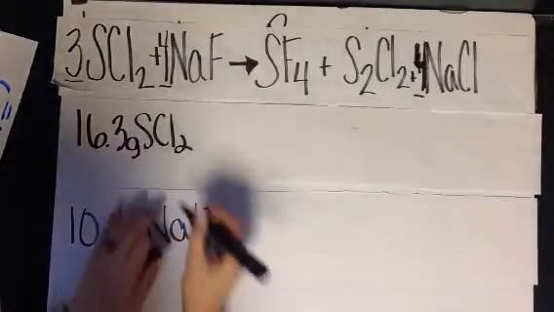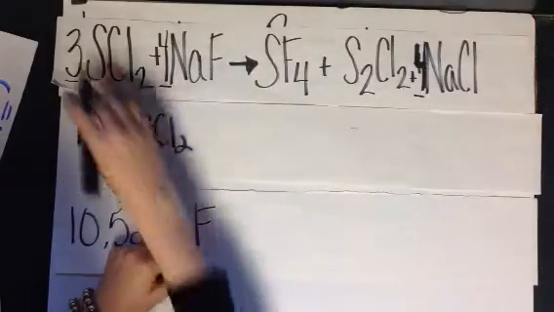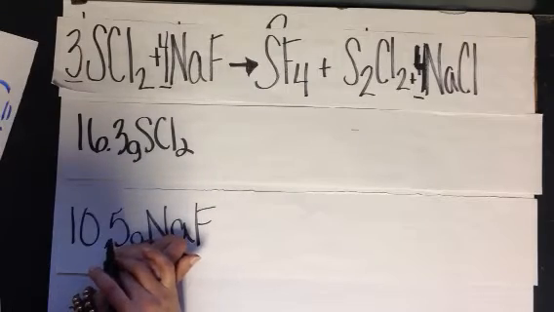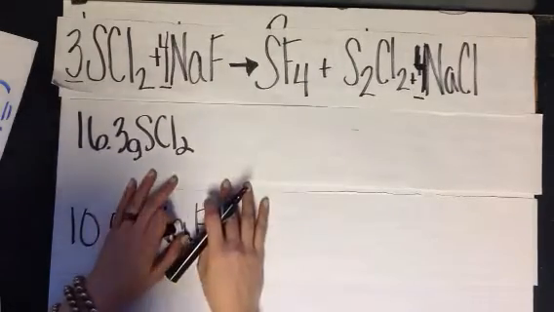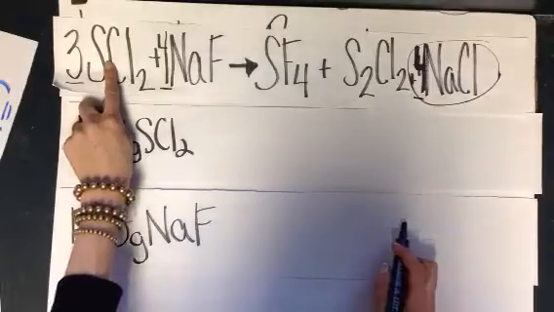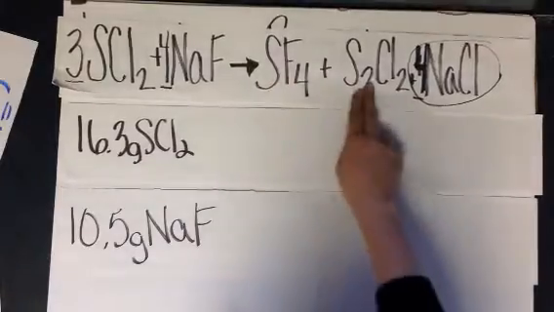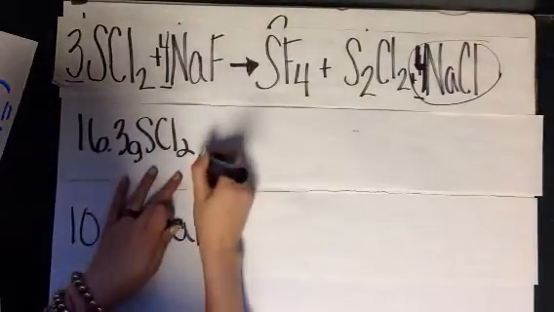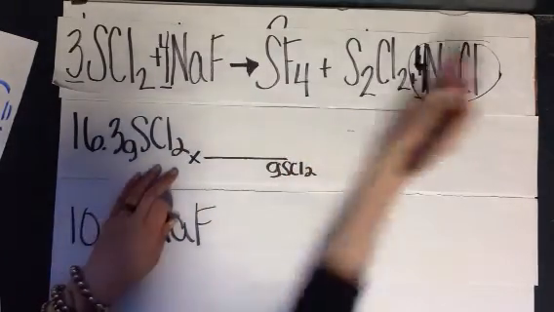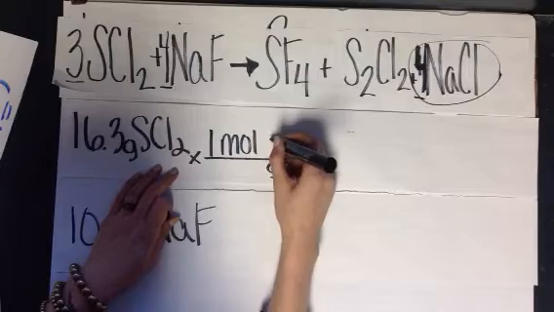Okay, so what you're going to want to do is convert my grams into a quantity of my product. So I have to pick any product. It doesn't matter which product you picked. Any product, okay? So I'm going to look and see how much of, let's go with this NaCl, does the SCl2 make? And how much of the NaCl does the NaF make? It doesn't matter which product I pick to go to. So I'm going to convert my grams of SCl2 into moles of NaCl. So I'm going to look up my molar mass in 1 mole of SCl2.